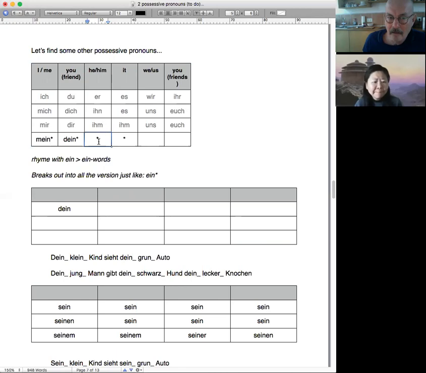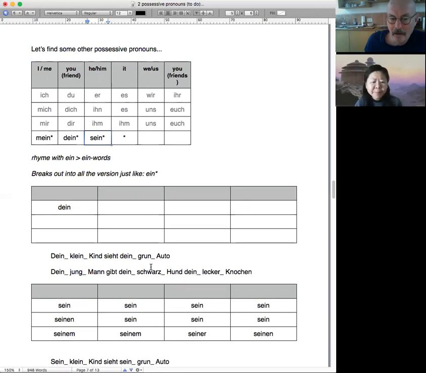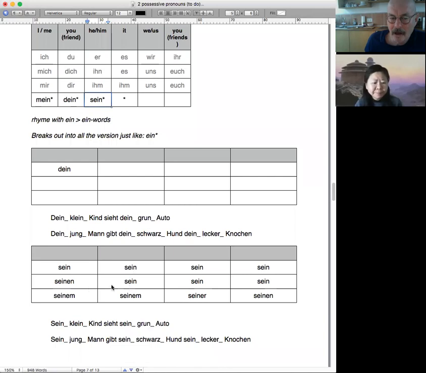This is his. Er, ihn, ihm, his. You know his? Sein. Sein star. Sein, sein, sein, and these are wrong. Seine. Okay. These are seine. How can I make such a mistake. Seine.